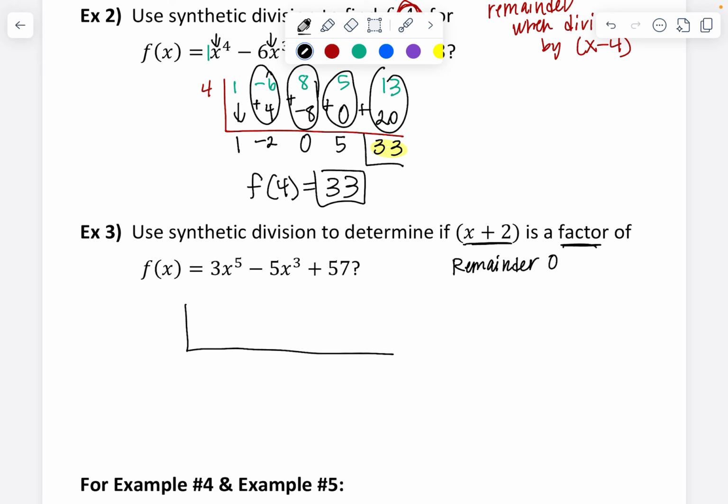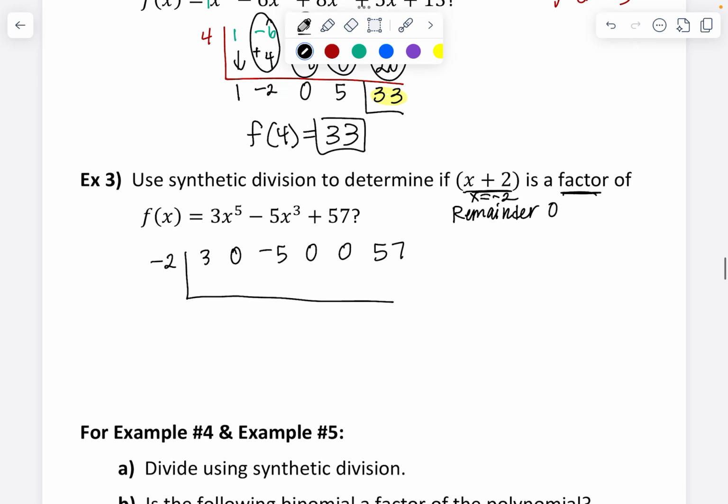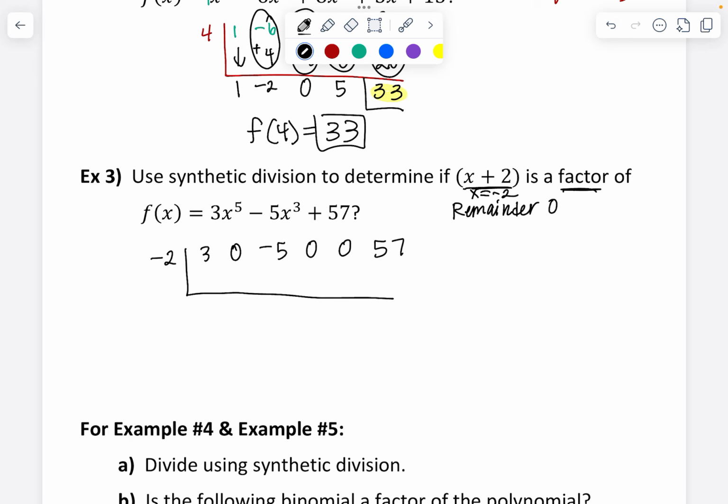And so to set this up, the root would be x equals -2. And then the coefficients are 3. We're missing the x⁴ term. And then -5. We're missing the x squared term. We're missing the x term. And then we have the constant term. So lots of placeholders here.